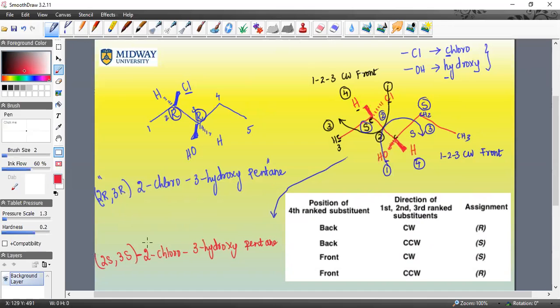Now, there is one that doesn't quite fall under this rule, where the hydrogen is not in the front or the back, but somewhere else. Well, that's what we're going to focus on in the next video. So stay tuned.